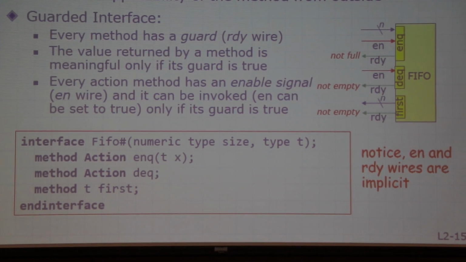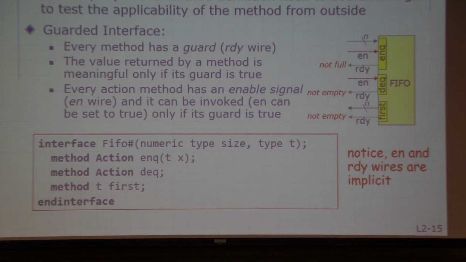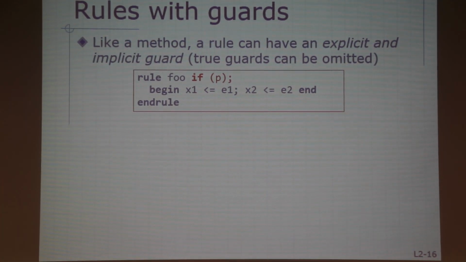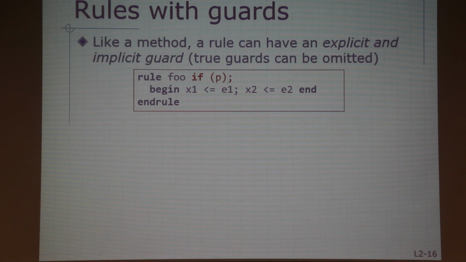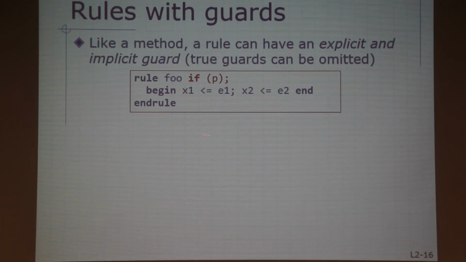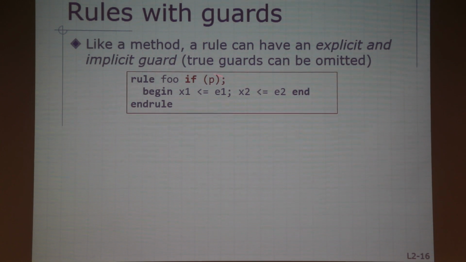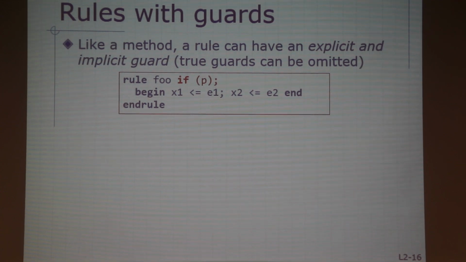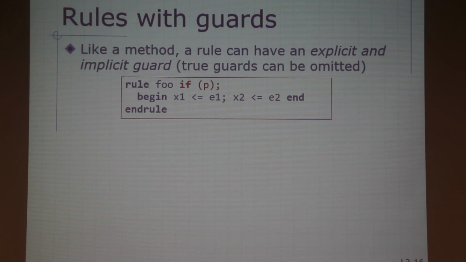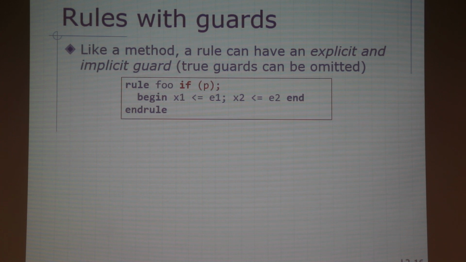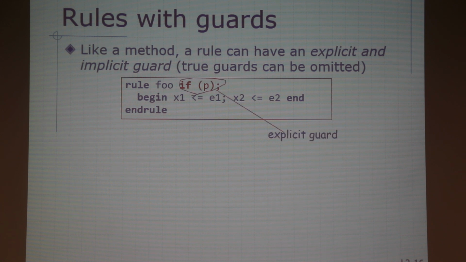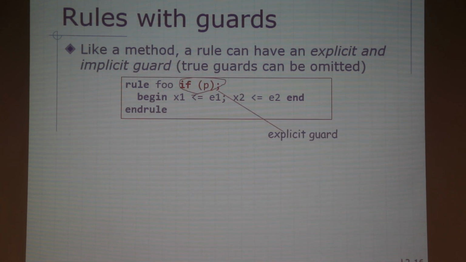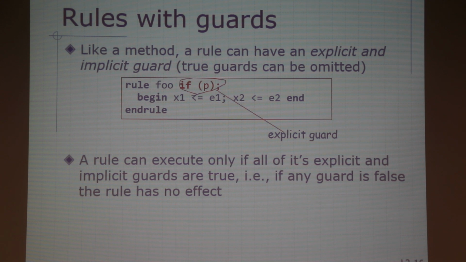Okay, so does this make sense? Guarded interface? Now let's understand the implications of it. Oh yeah, by the way, rules can also have guards in them. So you have rule foo here. If P, then X. So how do you read this? This rule should be executed only if P is true. Otherwise, no op, right? Nothing should be done. This is called the explicit guard of this rule. A rule can execute only if all of its explicit and implicit guards are true.